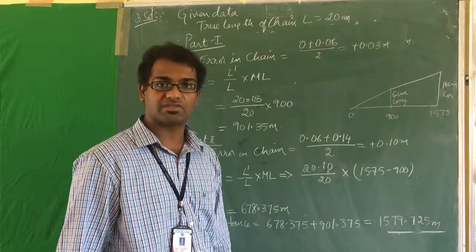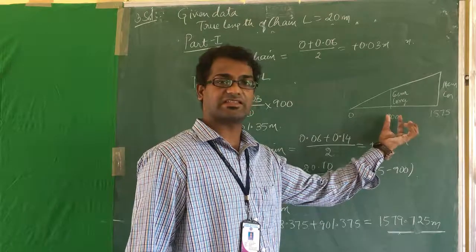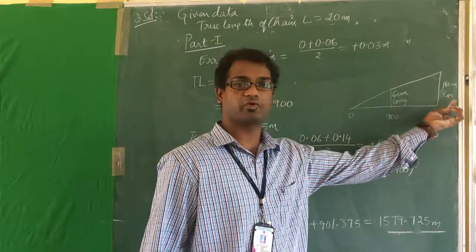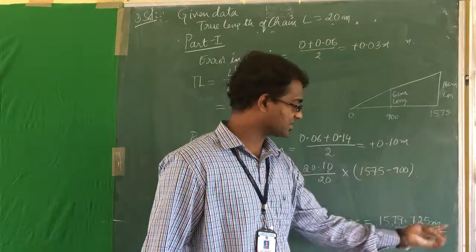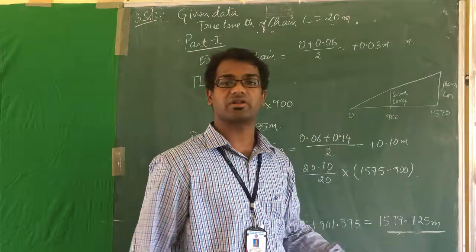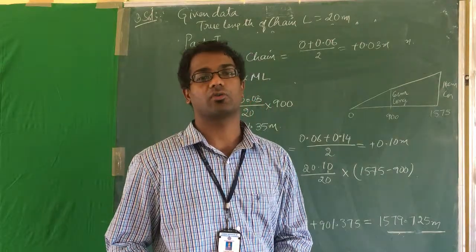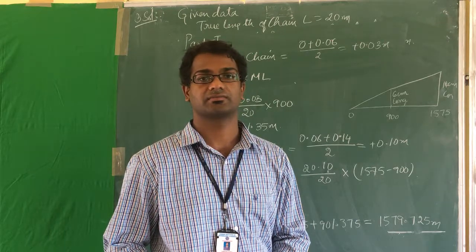This is the total length when you have used a chain of 20 meters which was found 6 centimeters too long at 900 meters and which has an error of 14 centimeters at the end of the day, but it is not 15 centimeters, rather 1579.725 meters. In the next class, we will talk about corrections in the tape. Thank you.